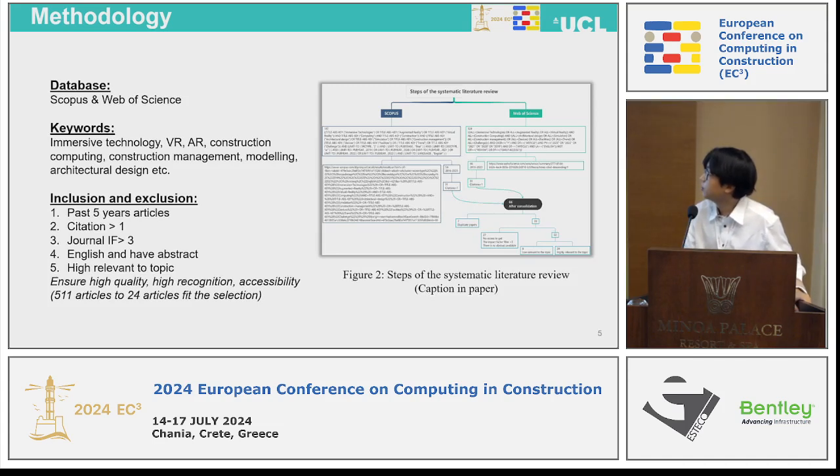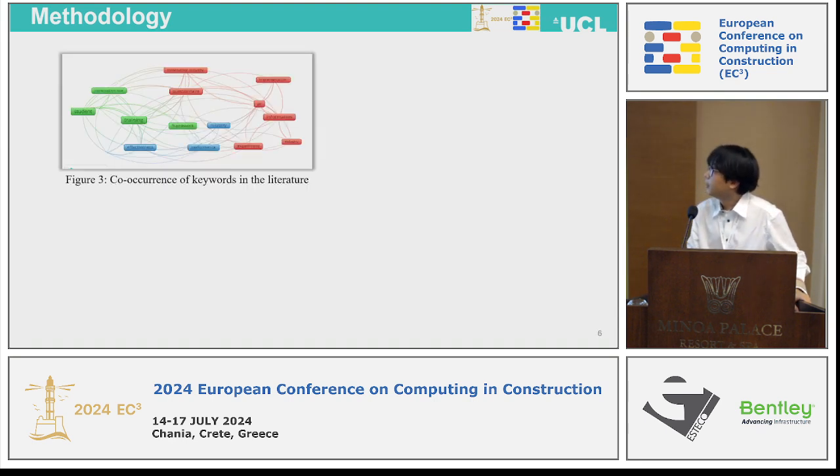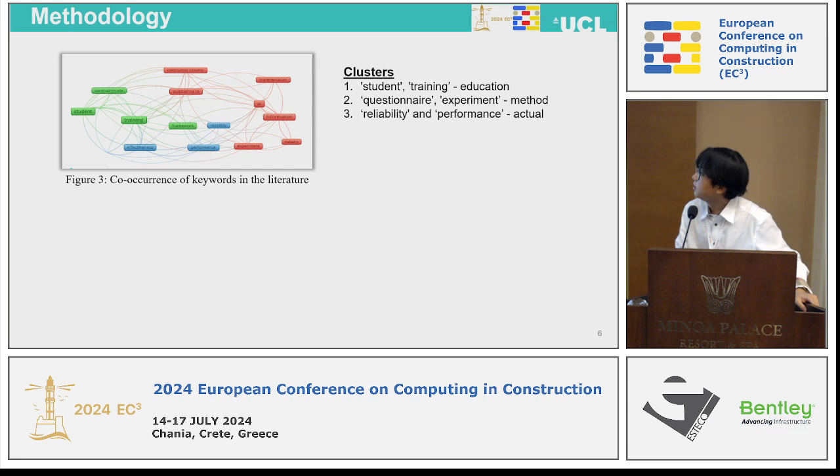So after PRISMA, we selected 24 articles from 511. And after the PRISMA selection, we use VOSviewer to get some initial analysis. As you can see in Figure 3, there are three clusters. First, the student and training cluster indicates that immersive technology nowadays is more adopted in the education phase, such as construction training and safety training.